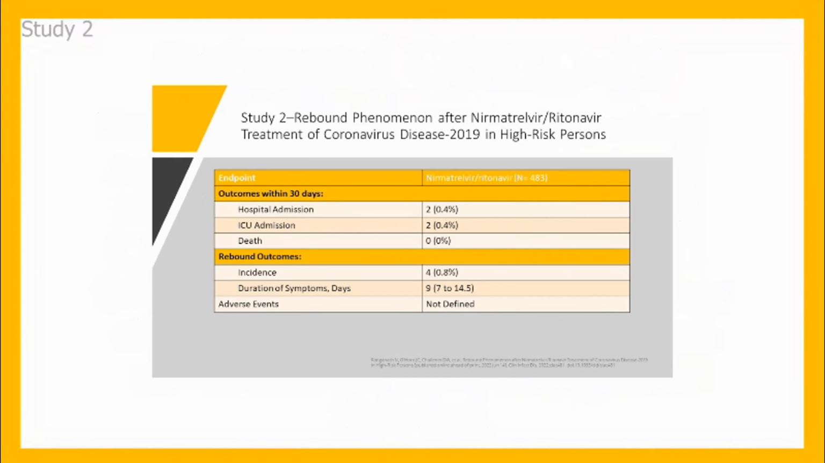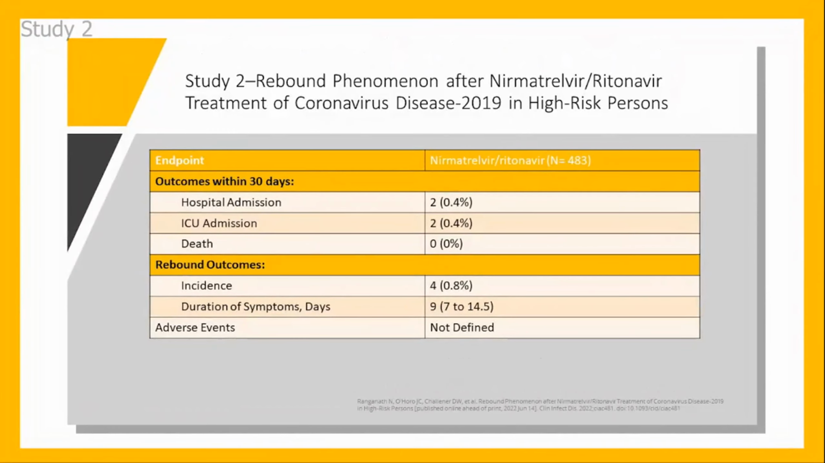Within 30 days of administration of nirmatrelvir ritonavir, 2 or 0.4% of patients were admitted to the hospital. 2 were admitted to the ICU, and no deaths occurred. The incidence of rebound COVID-19 in this group of 483 patients was 4, or 0.8%. The average duration of symptoms was 9 days. The study suggests that general incidence of rebound COVID-19 following nirmatrelvir ritonavir is low.